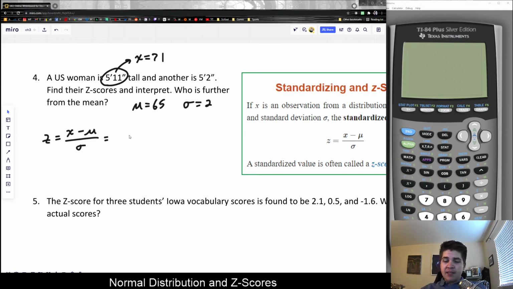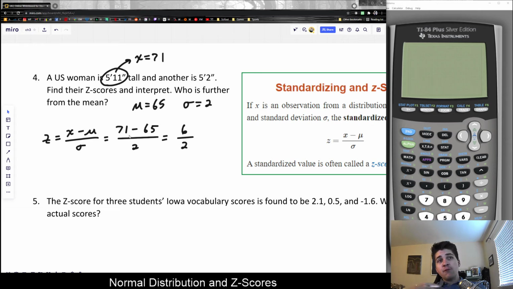Anyways, plugging this stuff in, well, her height was 71 inches, and then the mean was 65. And the standard deviation is 2. How we can interpret the numerator is, well, she was 6 inches taller than the average, and that's always what's going to be in the numerator. It's like, what's the value? How much larger is it than average?